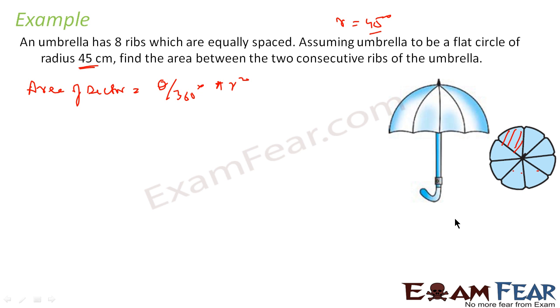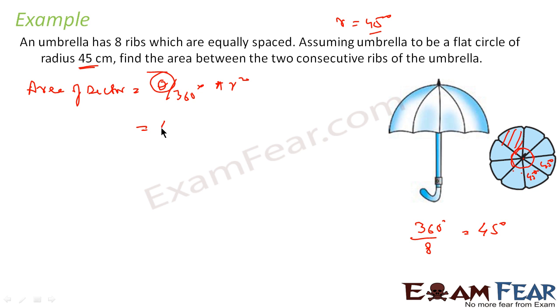So if you see, the total angle is 360 degree. From here, if you see, this angle is 360 degree. And now there are 8 such sectors. Correct? So each sector will be 360 degree by 8. Correct? This comes out to be 45 degree. So each sector will be 45 degree each. So my value of theta is 45 degree. I got it. Very simple.